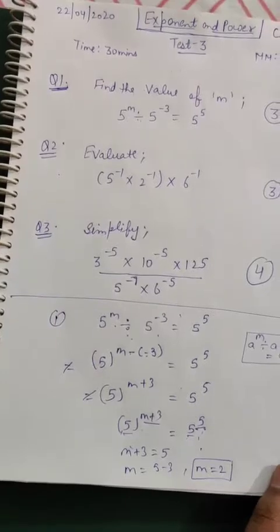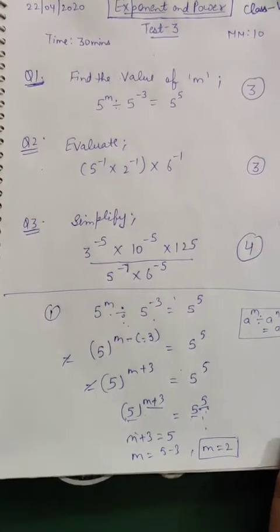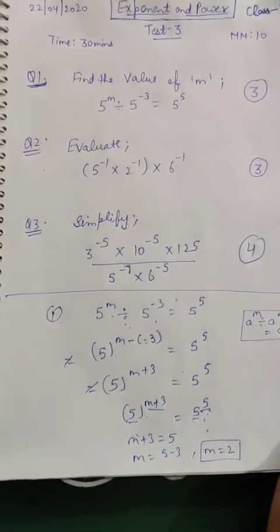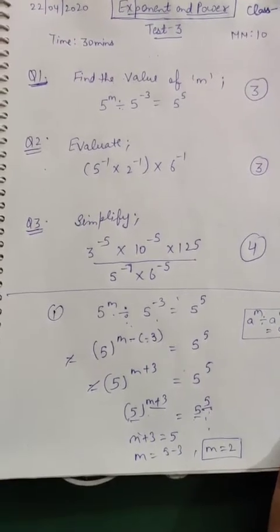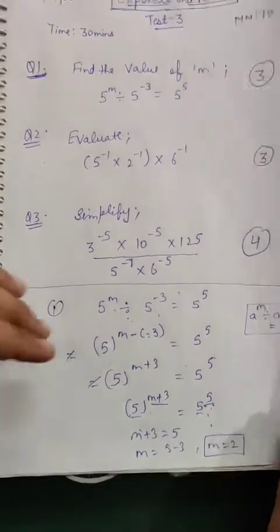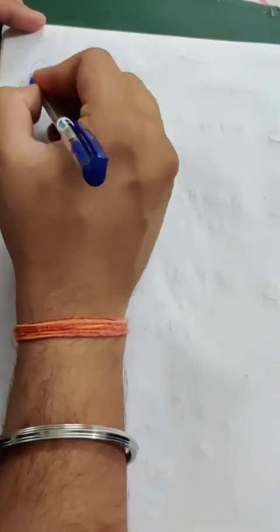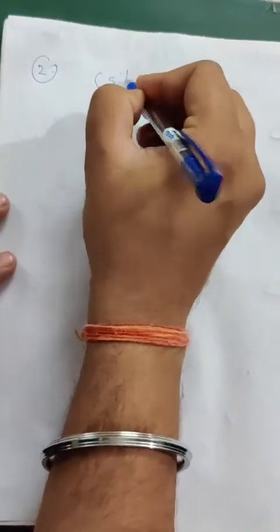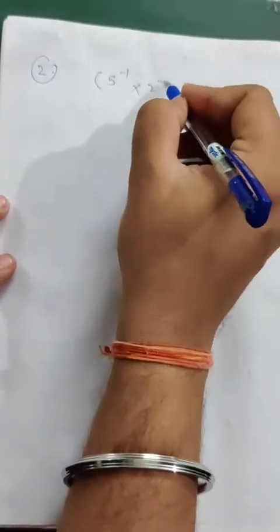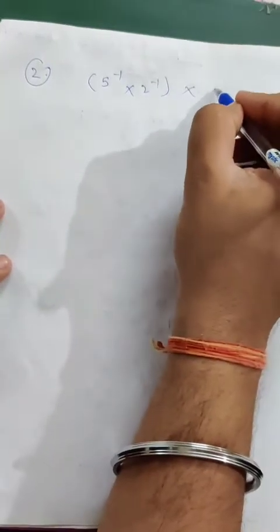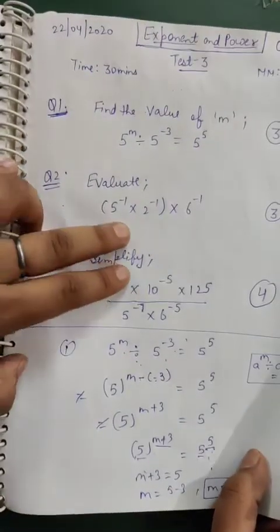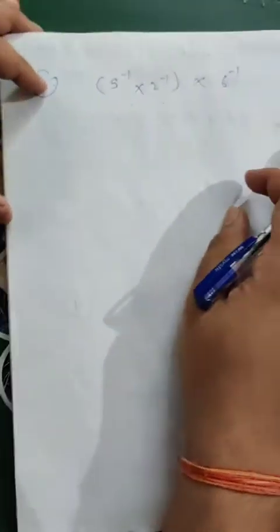Now the next question, the second one, is a very easy question. 5 raised to the power minus 1 multiplied by 2 raised to the power minus 1 multiplied by 6 raised to the power minus 1. Yes, this is again a 3 mark question. Now first of all, let's solve the bracket.